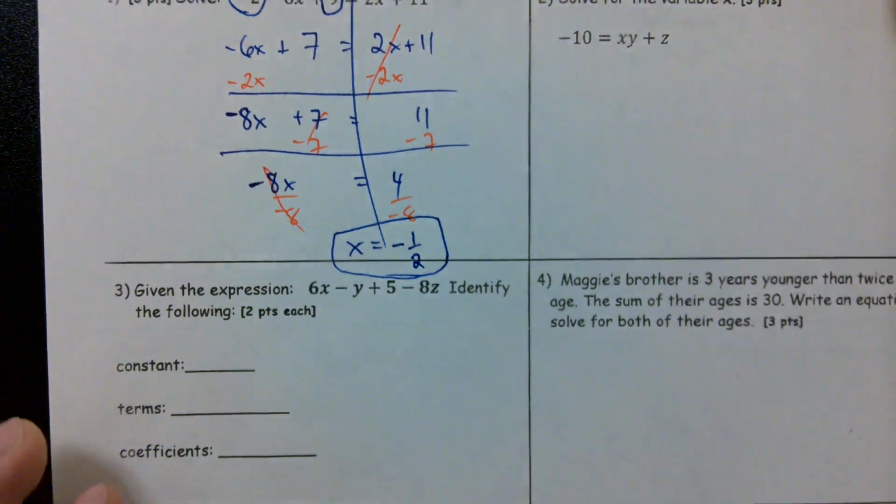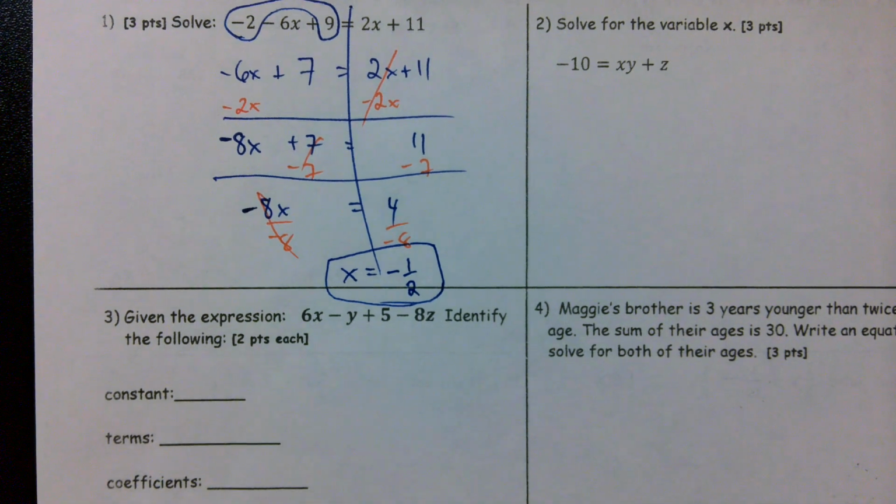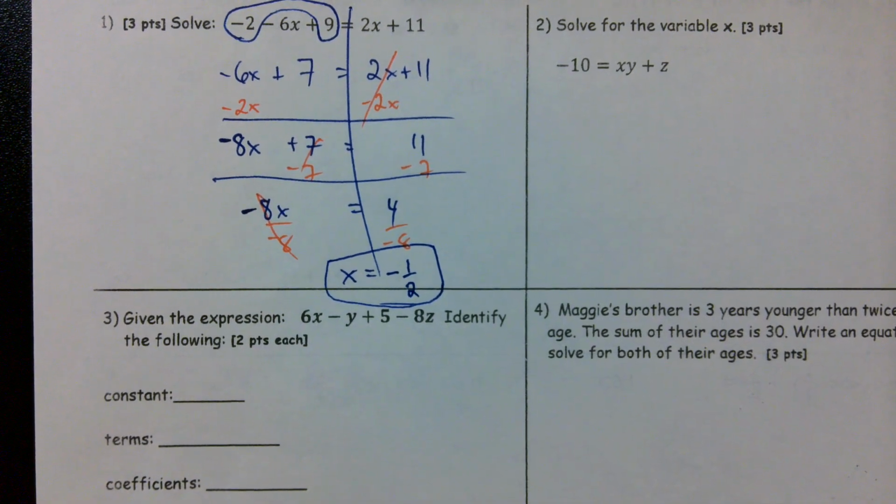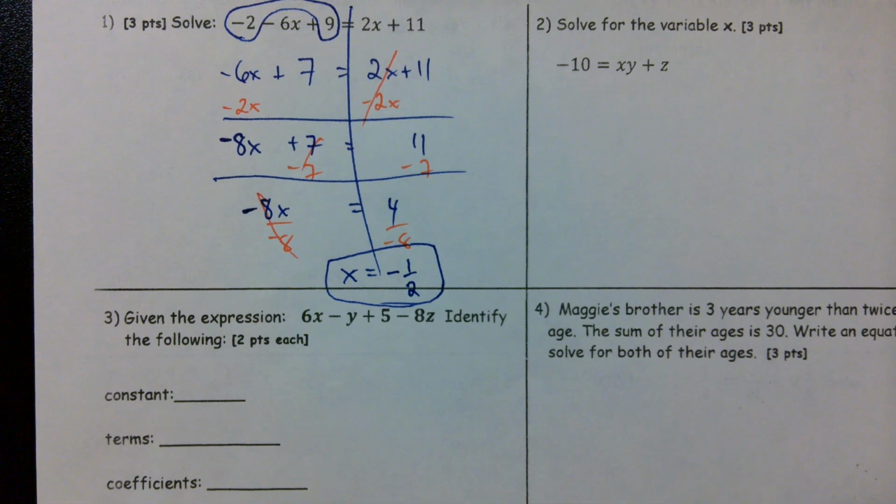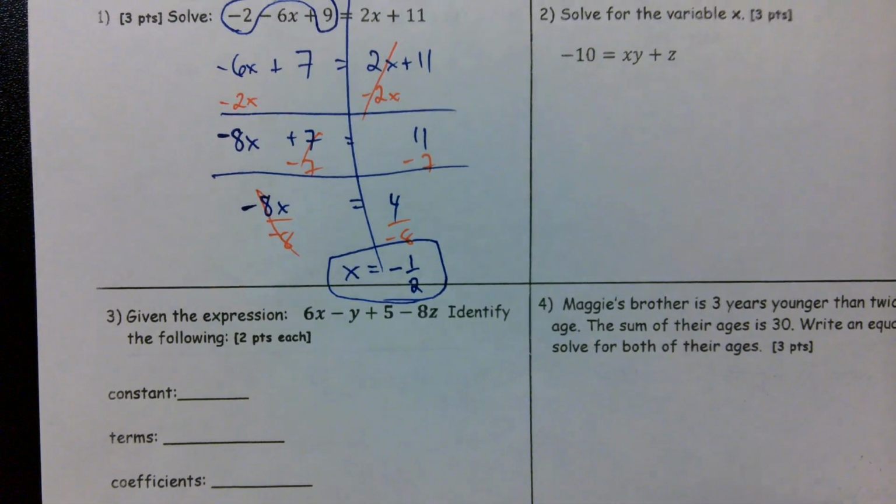You definitely need to simplify if you want all the points. If you leave it, are you guys listening? If you leave it as 4 over 8, you will get a point taken off. Okay, make sure you are simplifying 100% of the way.